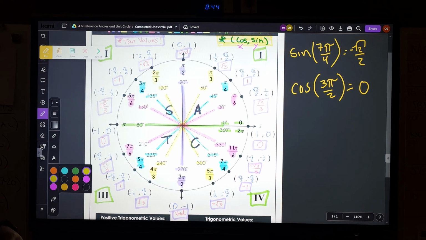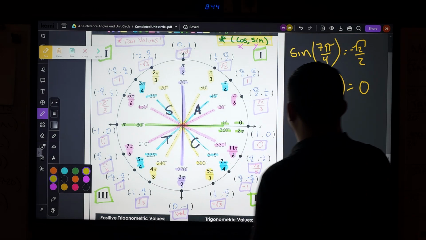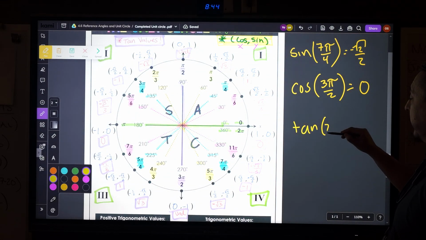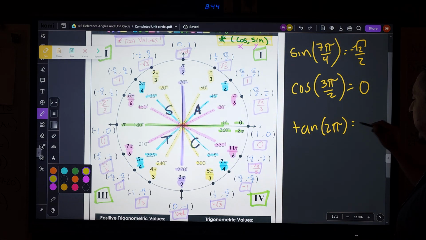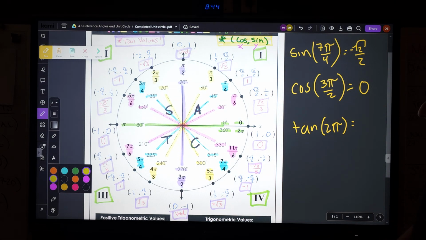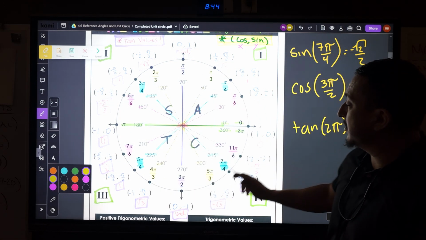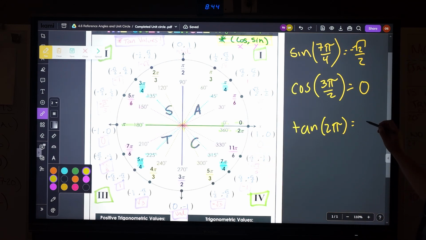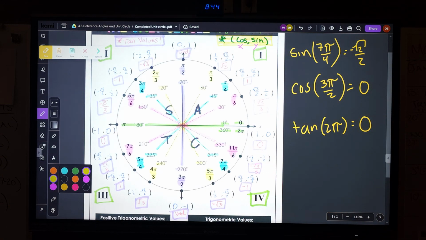Okay, and last one, let's do a tangent value. Let's say they asked the tangent of 2 pi. Again, pause the video so you can answer it for yourself. But I look for 2 pi. 2 pi is here, and the tangent value is in the purple box. So the answer is 0.